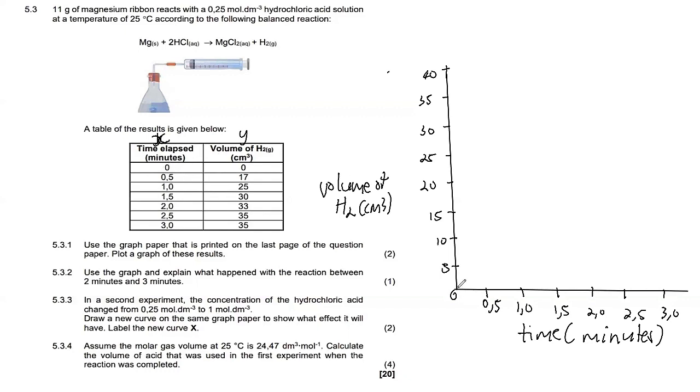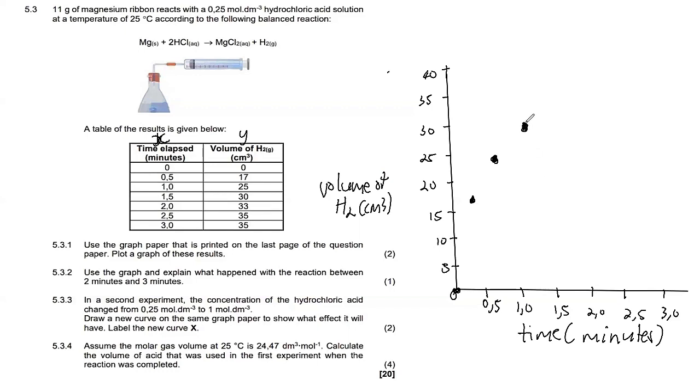So 0 to 0, your first plot will be here. Then 0.5 to 17. So we can predict 17 to be somewhere there between 15 and 20. And then we have 1.5 to 25. So 25, it appears there. So we can just put it there. Then 1.5 to 30. 30 also appears there.